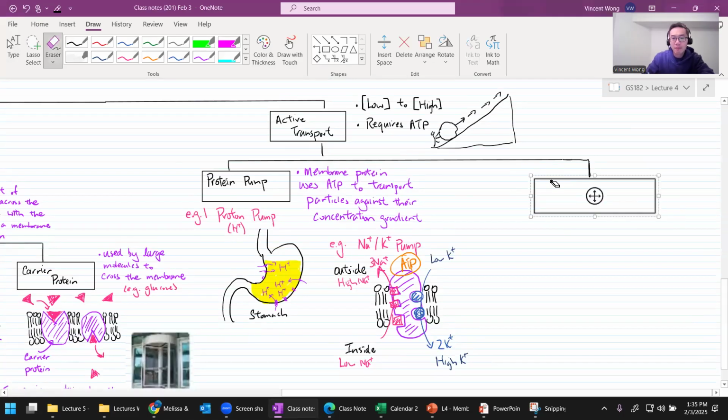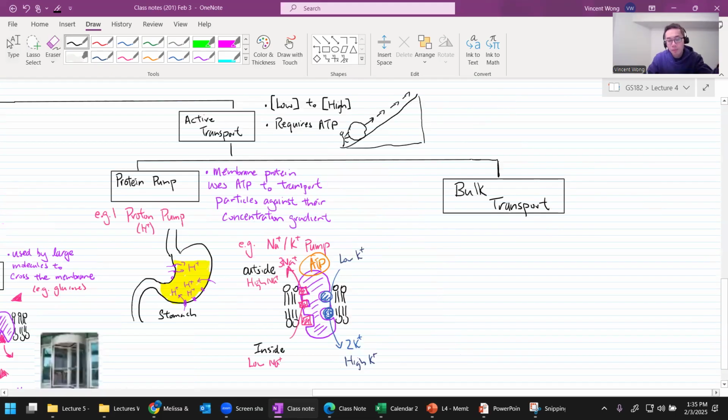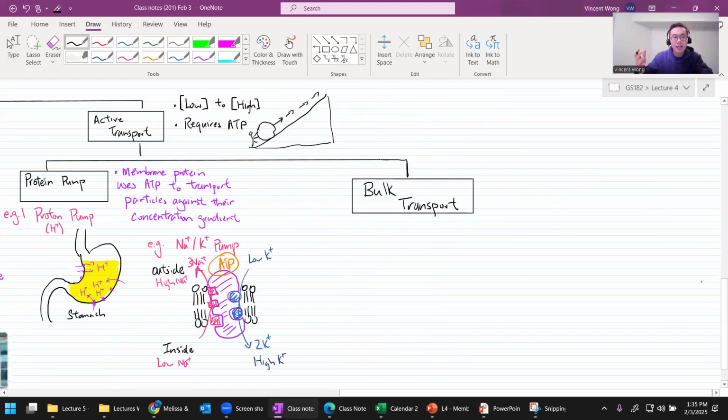Next, we have bulk transport. Bulk transport is basically moving large quantities of things across the cell membrane. Not necessarily big stuff. I mean, it could be big stuff, could be bulky things, but it could be a lot of smaller things as well. You're moving a large quantity of substance.